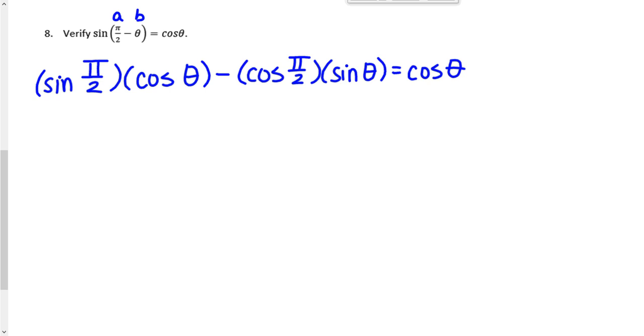Okay? What am I going to do? Sine pi over 2 is going to become 1. And then you just drop down cosine theta. Why am I dropping down cosine theta? Why can't I evaluate it? Because there's no theta on the unit circle. Okay?